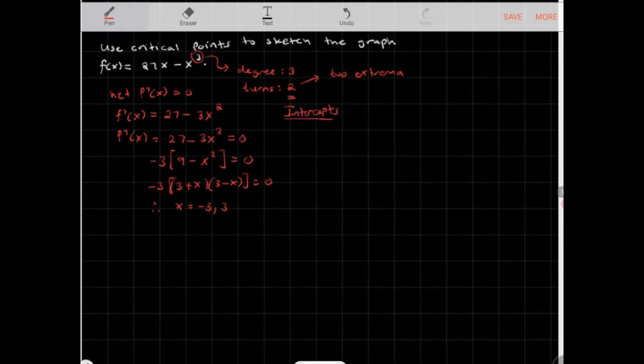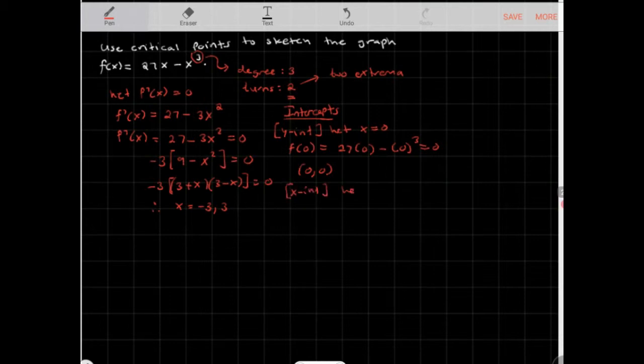Okay, so we can find our intercepts, and in this case I'm going to find my y-intercept. To find my y-intercept, I'm going to let x equal 0, so I'm basically solving for f of 0. That's going to give me 27 times 0 minus 0 cubed, which is 0, right? So one of your points is (0, 0). Whenever your y-intercept is (0, 0), you can also understand your x-intercept would be (0, 0), but we can always test it.